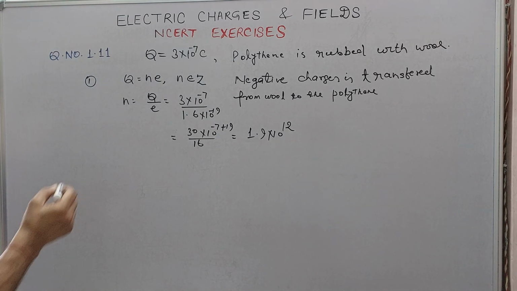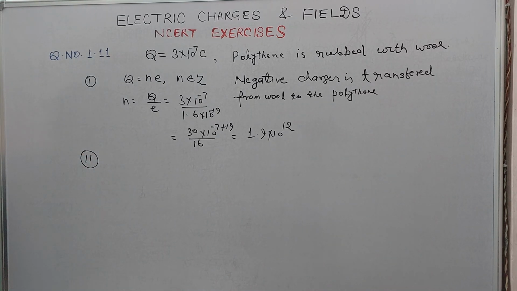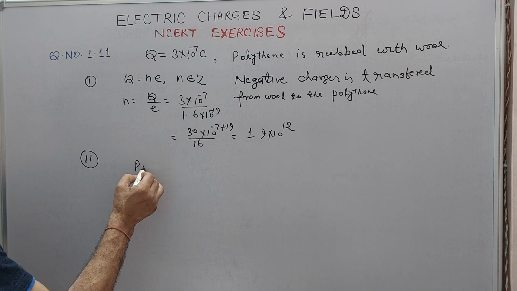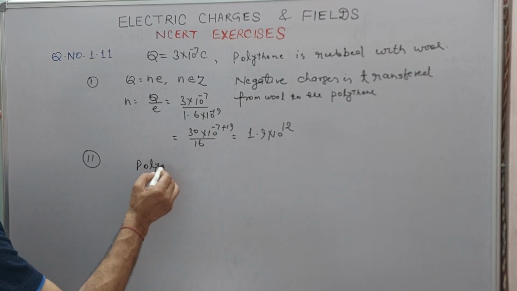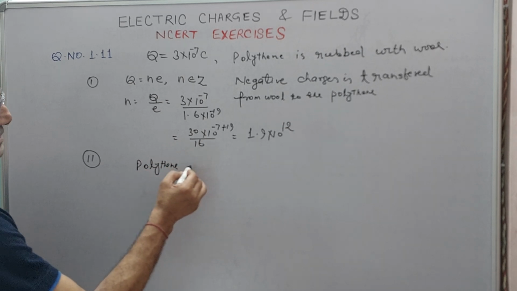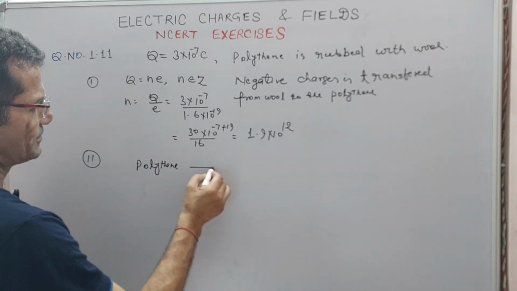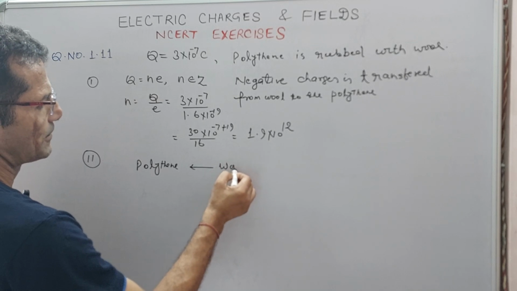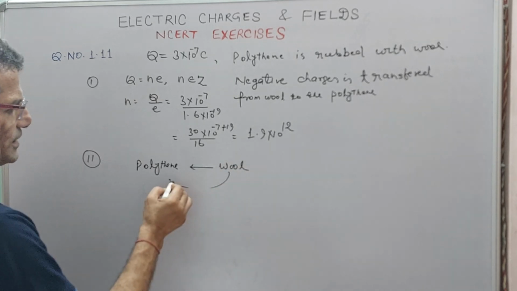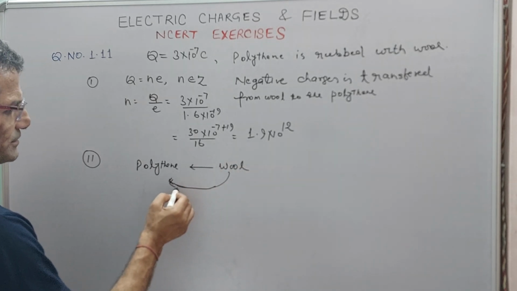Now the second part: is there a transfer of mass from wool to polythene? Yes, there is transfer of mass. Wool has given electrons; electrons are coming from here.